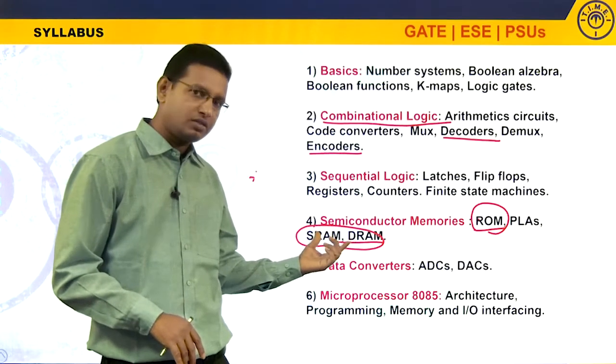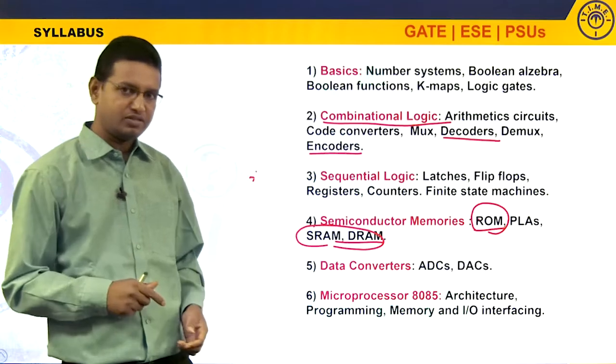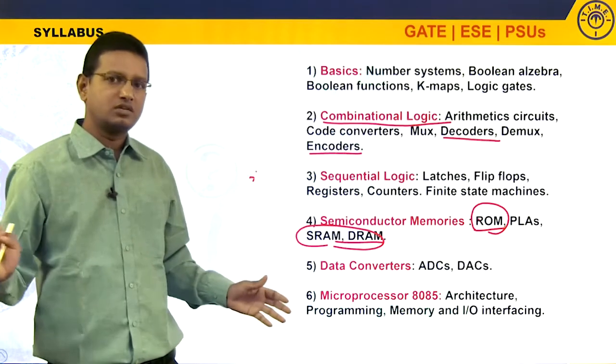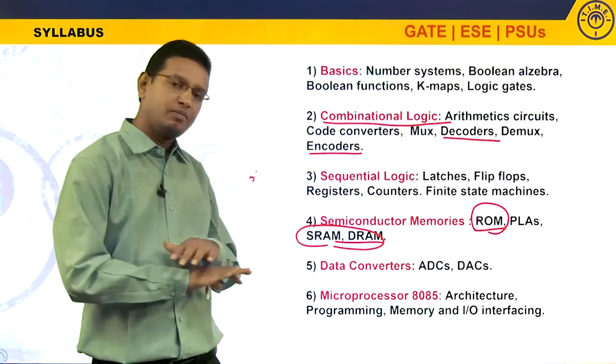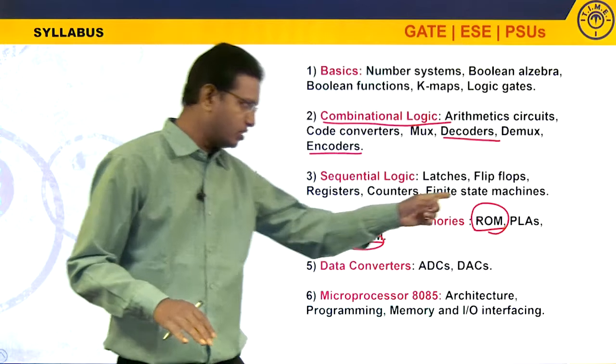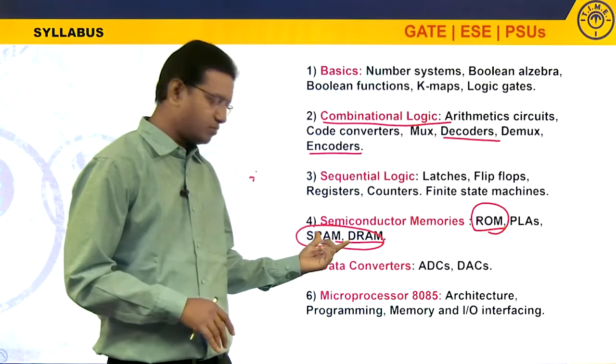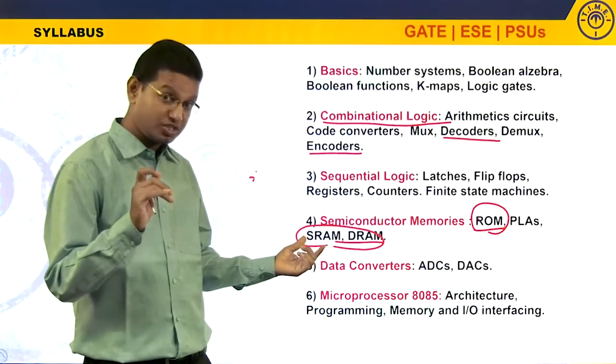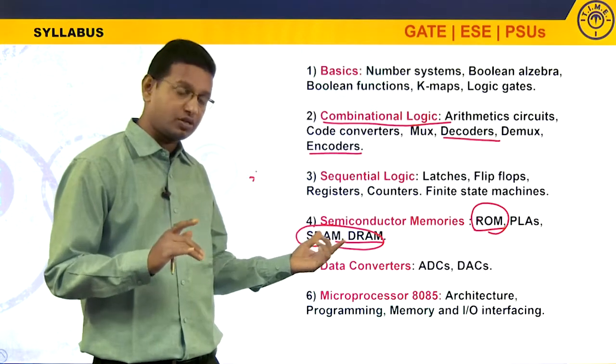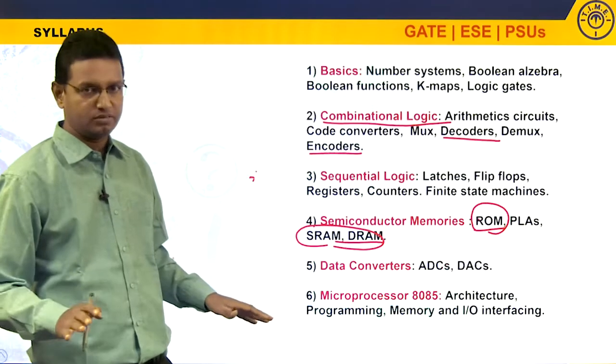So RAMs are nothing but volatile memory devices. Once the power is turned off, the RAM will be erased. Whereas a ROM is quite opposite to it. So RAMs are basically memory devices. They are pure sequential devices. They are not combinational, and ROMs will store data permanently.